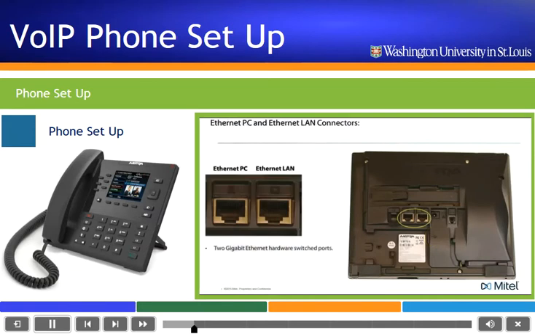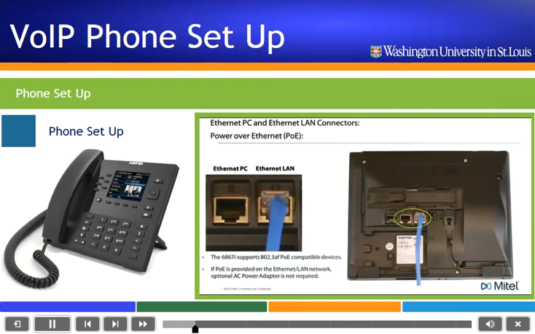The next 2 connectors are the LAN and PC Gigabit Ethernet connectors. The LAN connector must be connected to your network. This is the connector that will give your phone telephone service. I'll talk about the PC connector in just a minute. If your company provides inline power or power over Ethernet, you will not need to use the optional AC power adapter. This is because your phone is getting the power from the Ethernet connection.